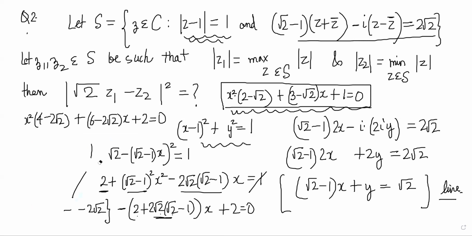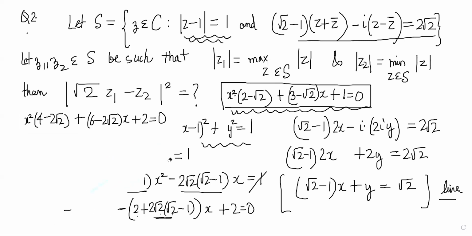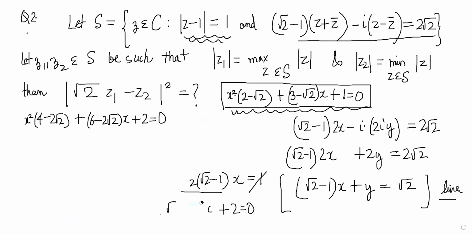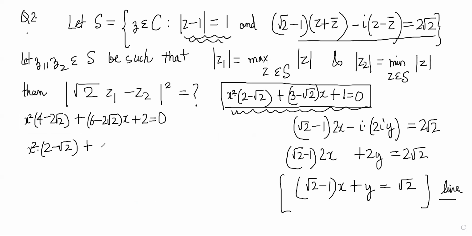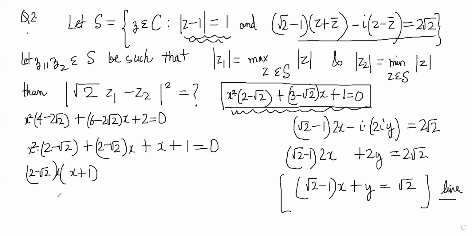Right? It's a mistake. You can just factorize it by adding 1 plus 2 minus root 2, right? Yes, sir. So it is obvious that the roots are x is equal to 1 and x is equal to 2 minus root 2, I think. Yes, sir. I mean, we have to check that properly. It looks like x square into 2 minus root 2 plus 3 minus root 2 x plus 1. So you are getting x is equal to minus 1 or x is equal to minus 1 by 2 minus root 2 or something, right? Yes, sir.